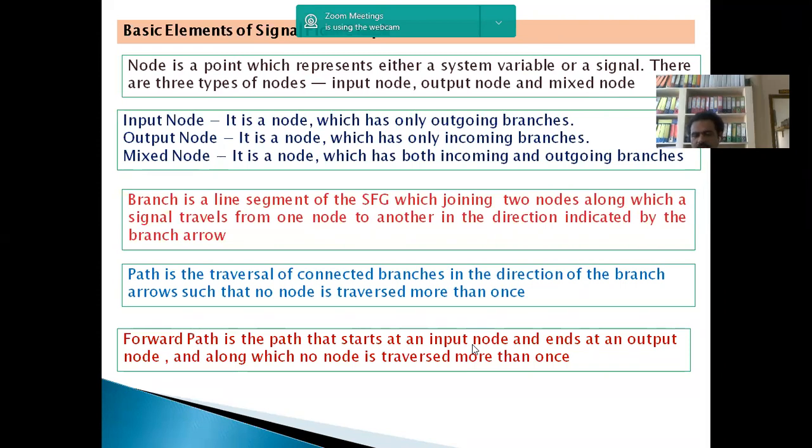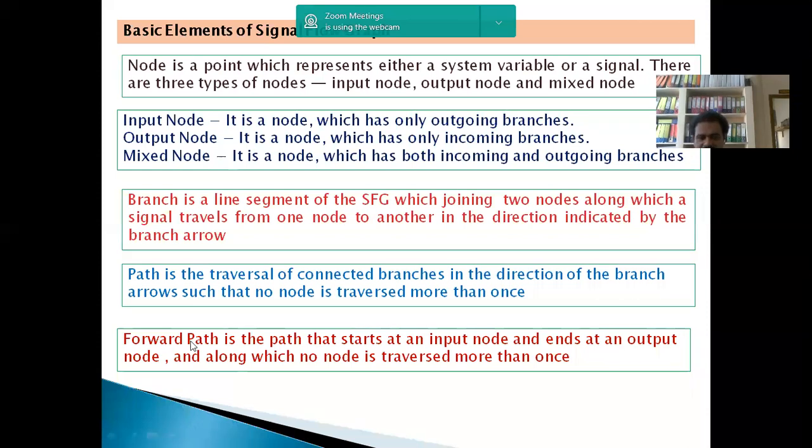I'll repeat the same when we solve examples, and similarly when we convert a block diagram into a signal flow graph. Every time you will come across these terminologies, so no need to mug up. Just do some practice, and automatically you will be able to remember all these terms.